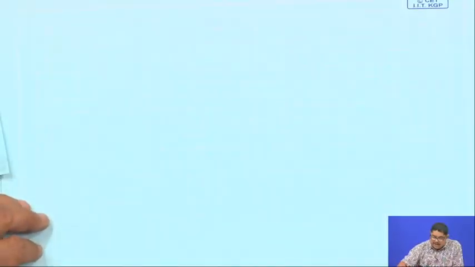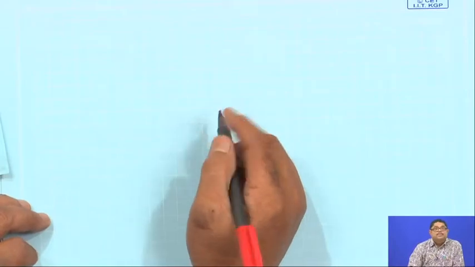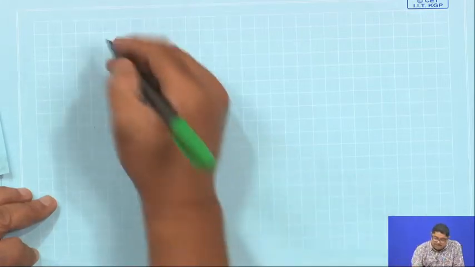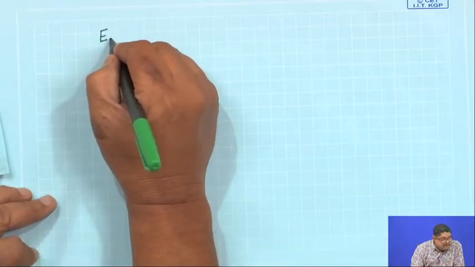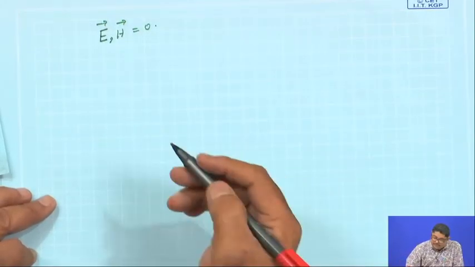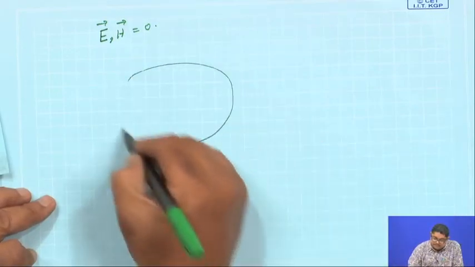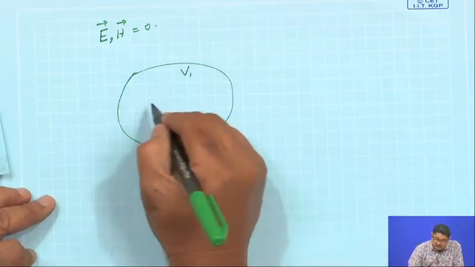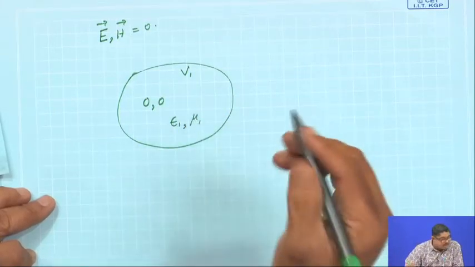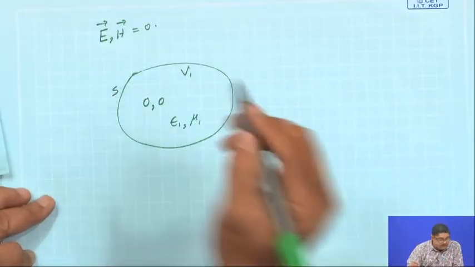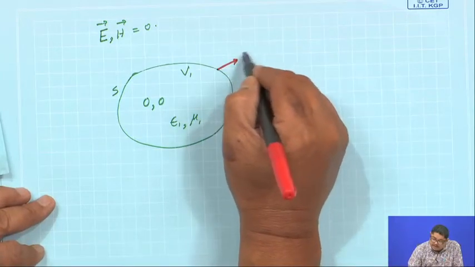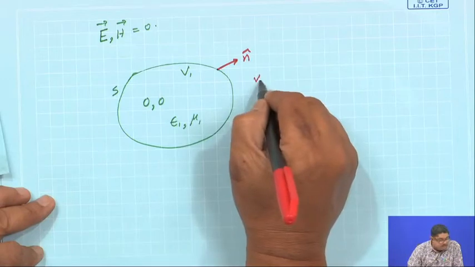So, if I take E and H to be 0, then actually Loeb, one scientist, proposed it, that is why it is called Loeb's equivalent. Let me draw that. If we take these fields to be 0, this is my V1, where the fields are now 0, 0, with epsilon 1, mu 1, etc. This is my S, and this is my N outward, this is my V2.